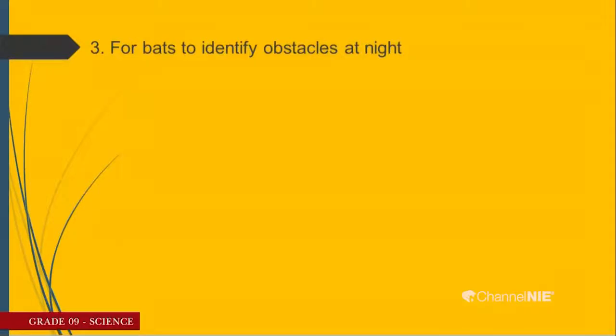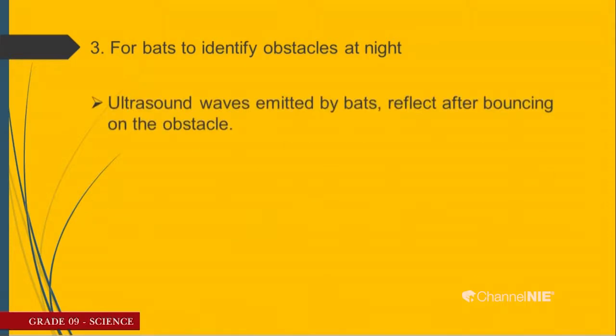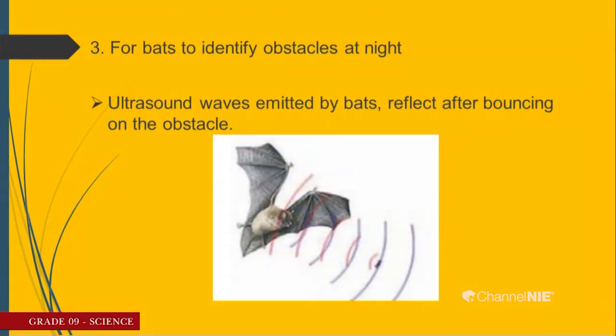Third use of sound reflection is for bats. They use ultrasound waves to find the obstacles at night. Ultrasound waves emitted by bats reflect after bouncing on the obstacle, so that the bat can identify where the obstacle is, and they can avoid the obstacle and fly at night.